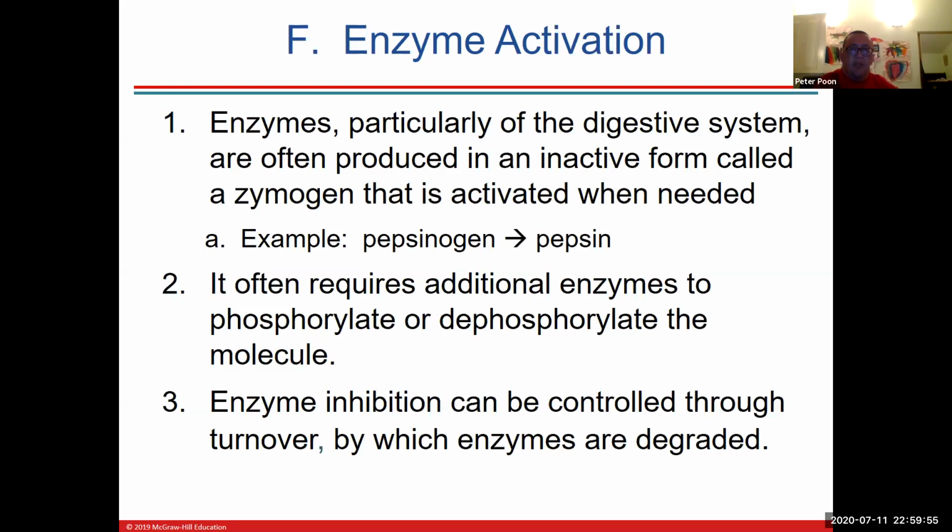Okay, enzymes, particularly in the digestive system, are often produced in an inactive form called a zymogen that is activated when needed. The reason you want to do this is that the enzymes in the digestive system are going to digest things. The last thing you want the enzyme to do is to digest the cell that's making the enzyme. So what you want to do really is put a pin in the grenade.